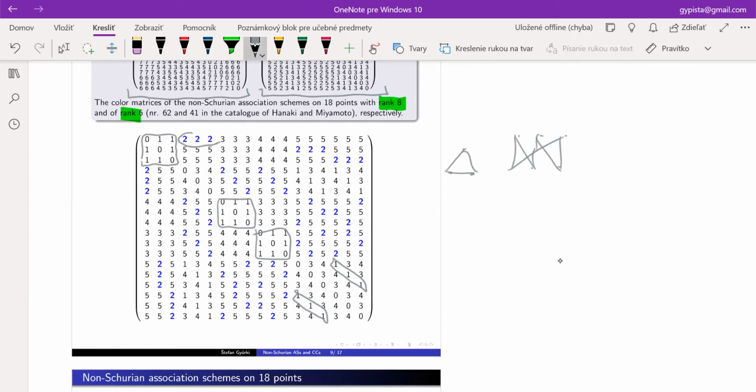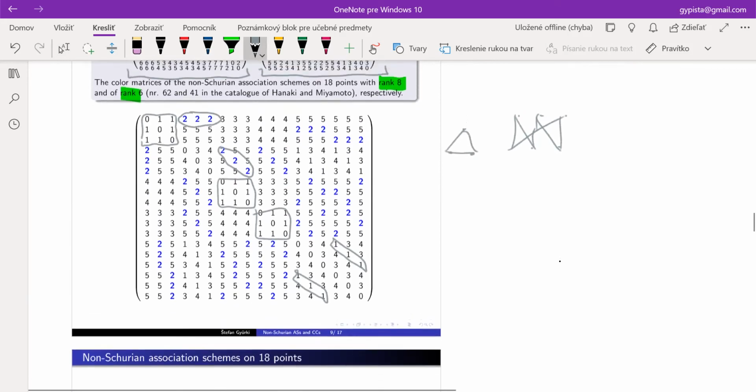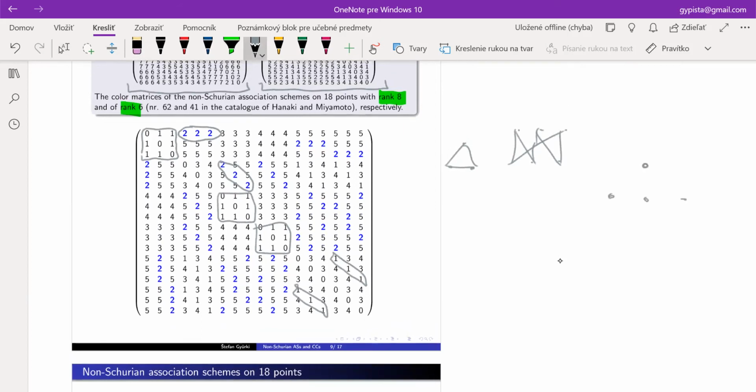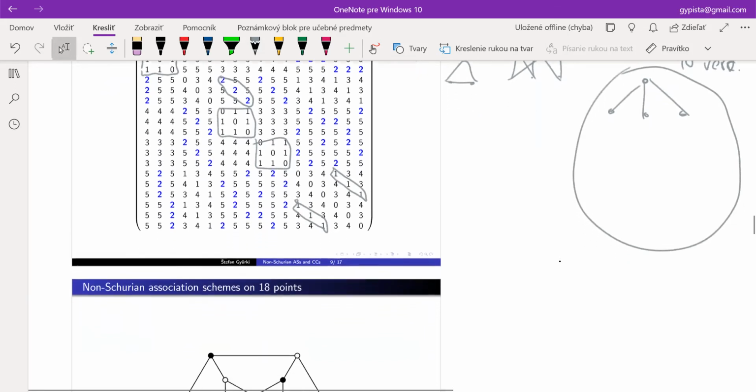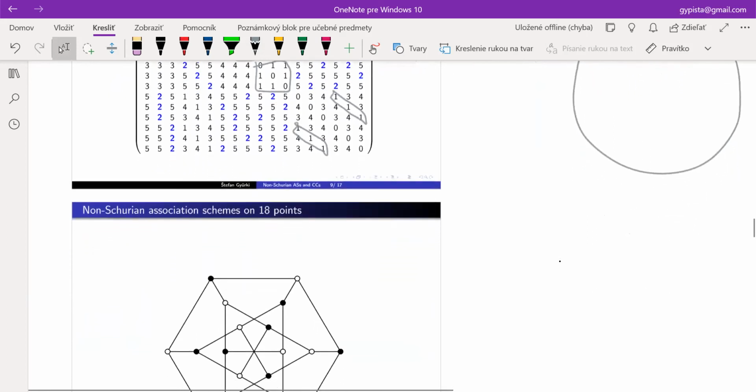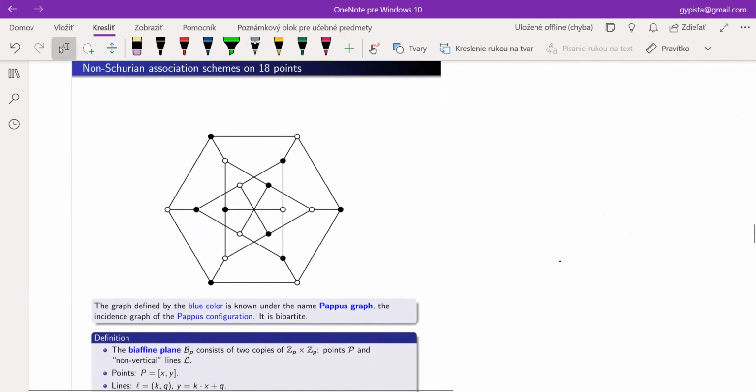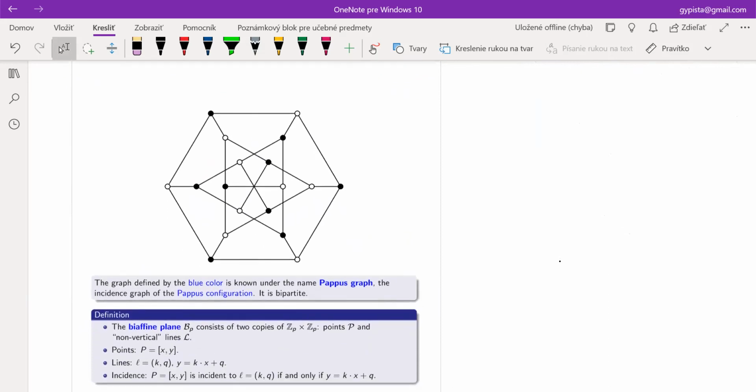But if you take a look at color number 2, then you get a cubic graph which is connected and has 18 vertices. So in that case, what can you do? You can compare the resulting graph with the most famous cubic graphs on 18 vertices. And this strategy led to a success, because it turned out that behind that color, the well-known Pappus graph is hiding.